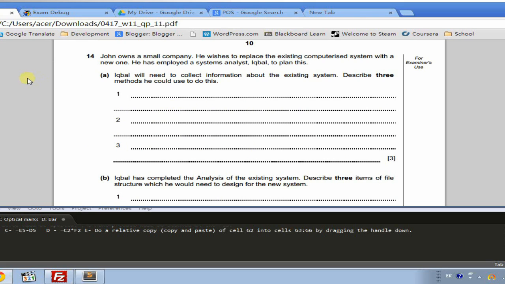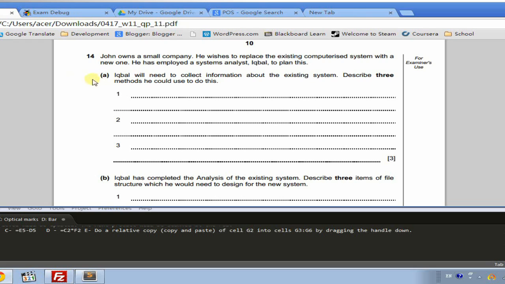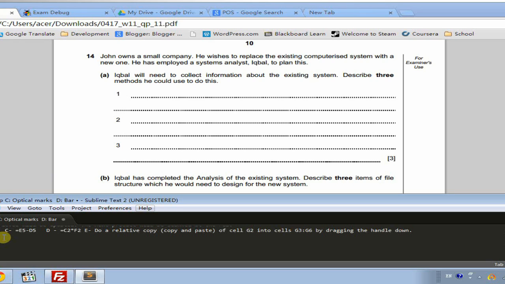Okay, on to question 14. John owns a small company. He wishes to replace the existing computerized system with a new one. He's employed a systems analyst to plan this. So again, this is a big systems analyst's question from that particular unit, and it's worth quite a lot of marks, so we've got to be careful. Part A. Iqbal will need to collect information about the existing system. Describe 3 methods he could use. So we'll talk about the 3 methods and we'll cover a few advantages as well, perhaps along the way.